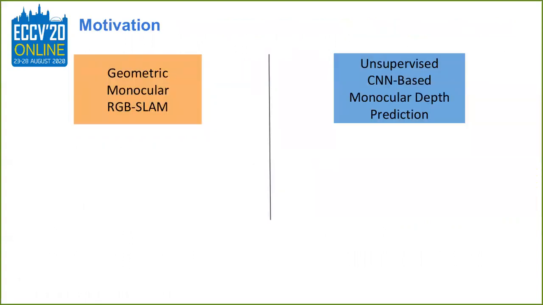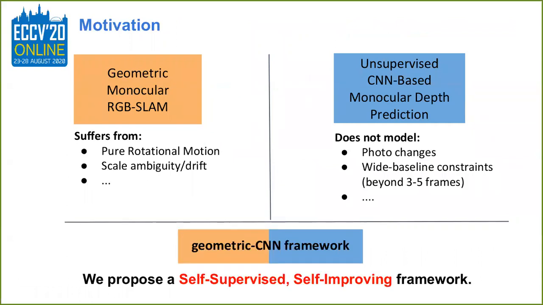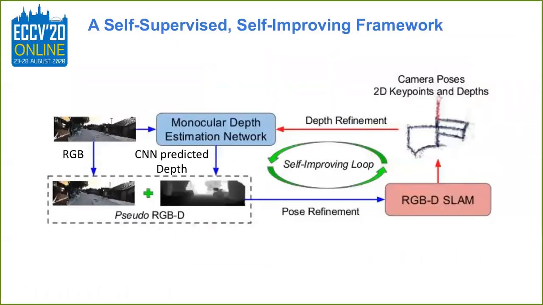Geometric monocular RGB SLAM and CNN-based monocular depth prediction represent two largely disjoint approaches towards building a 3D map of the surrounding environment. Both have their limitations. In this work, we demonstrate that the coupling of these two, by leveraging the strengths of each, mitigates the shortcomings of the other. Specifically, we propose a self-supervised, self-improving framework. In the following, I will first describe the overall working of the framework and then discuss the steps in detail.